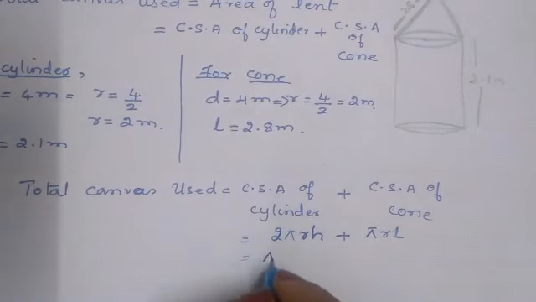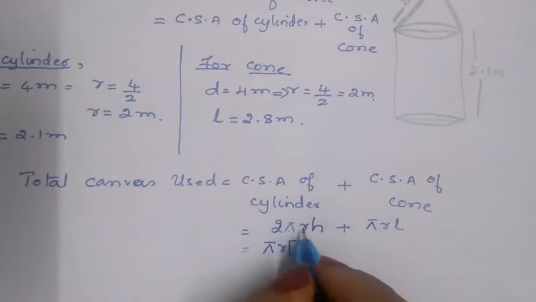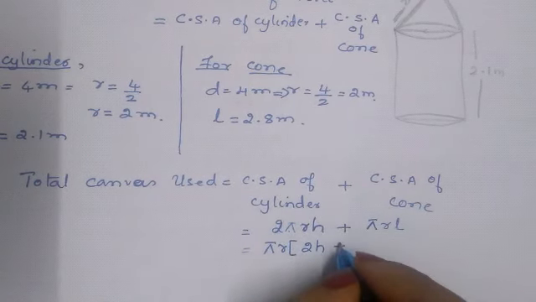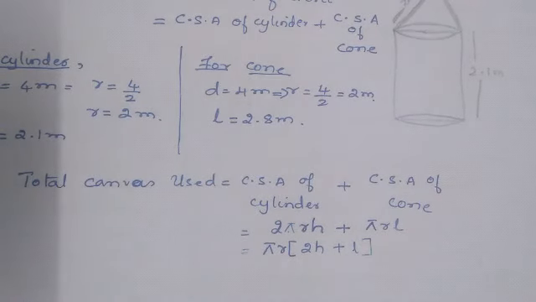So let us take pi and R outside. I have taken them common. If pi and R outside I have taken, what is left? 2H is left in this, and if pi R is common, L. Okay, so let us write the value.